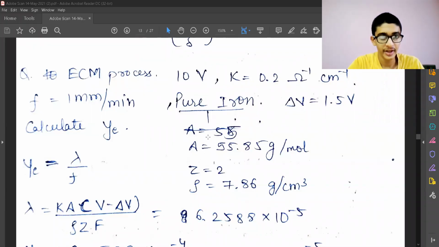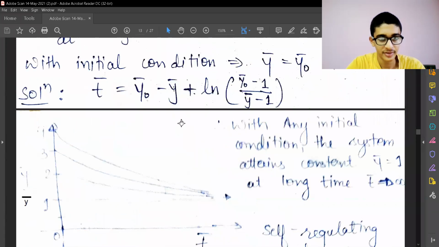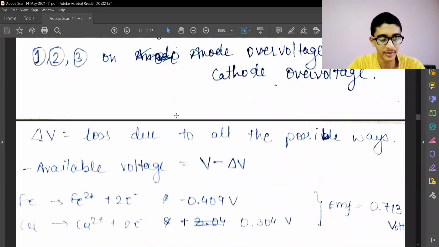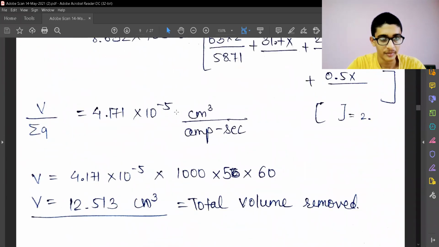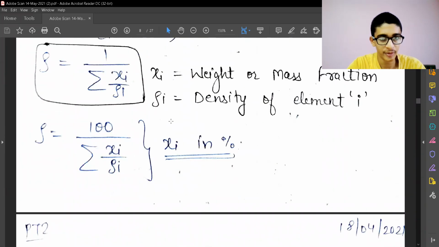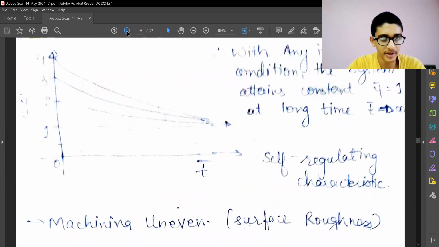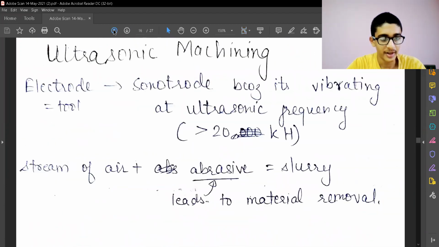So we have seen feed considerations and the material removal rate, or the total material removed V, earlier also. These were the equations we have got, and earlier I have also explained the formulations for material removal and the equivalent density. Now we look at two numerical questions regarding this.